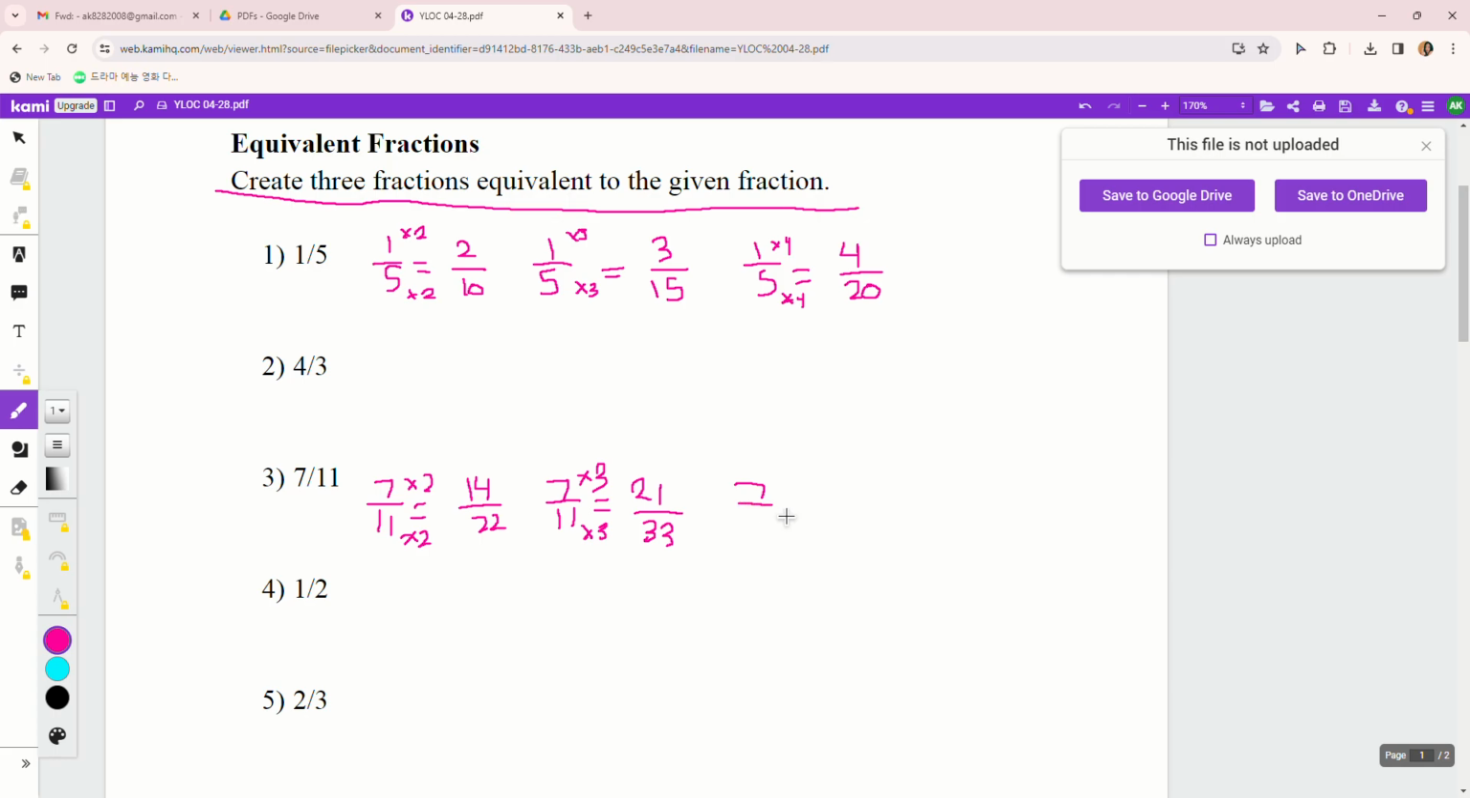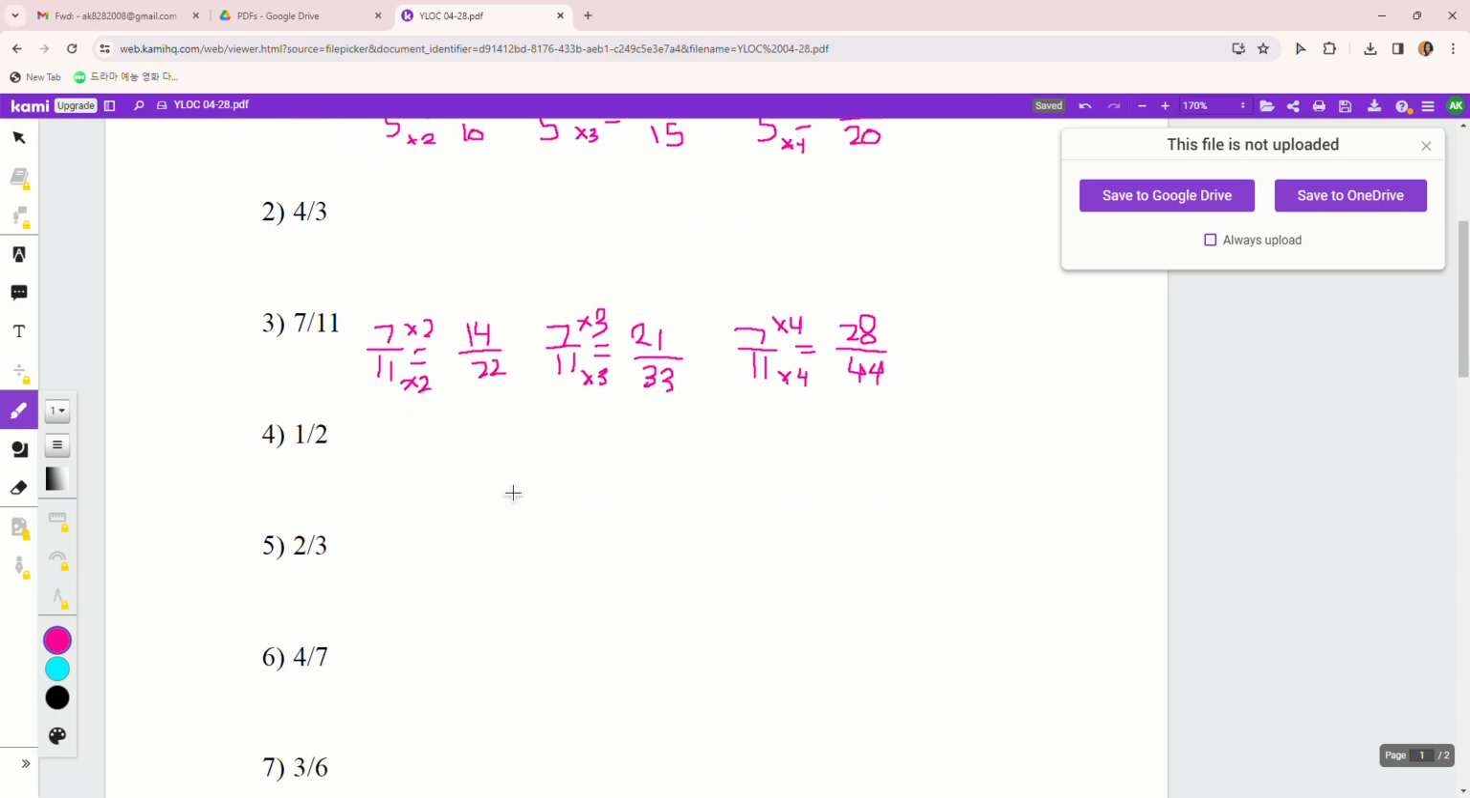And then 7/11. Also, you can multiply it by 4. So 11 times 4 is 44. And then 7 times 4 is 28. So it's also equivalent to 28/44. And 21/33 and 14/22.